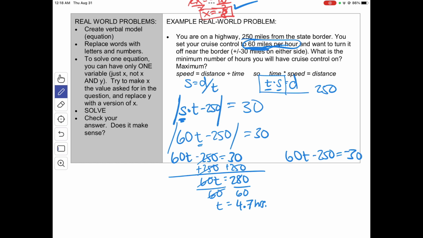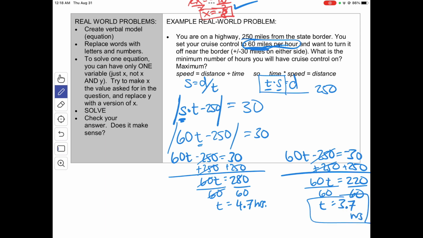Looking at my other equation, I have 60t minus 250 equals negative 30. So again, I'm going to add 250 to both sides of the equation. And I get that 60t equals 220. And when I divide both sides by 60, I get that time equals 3.7 hours. It's actually 3.66667 hours, but it rounds off the same way.